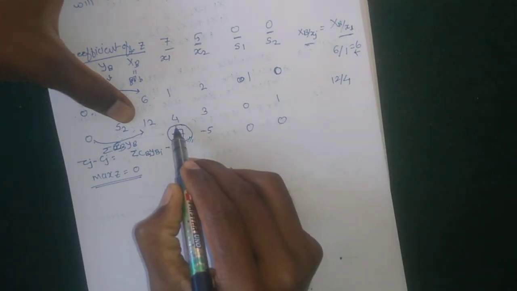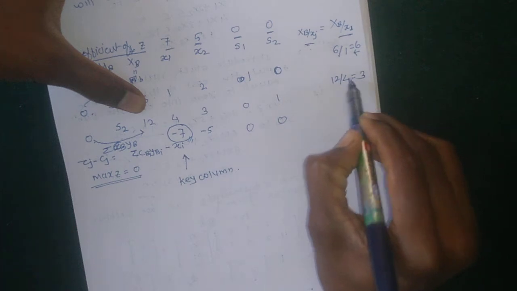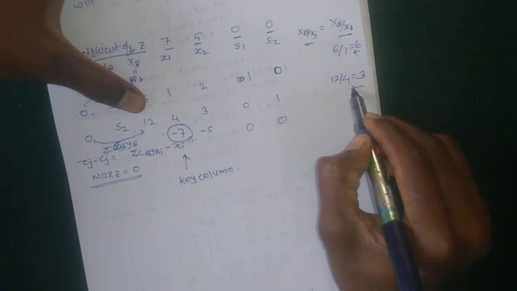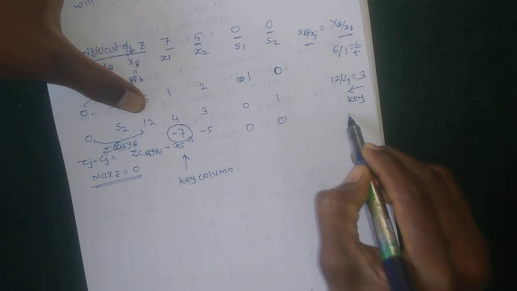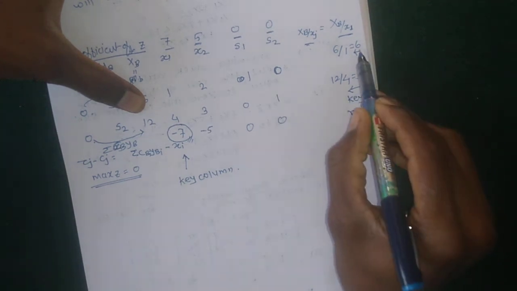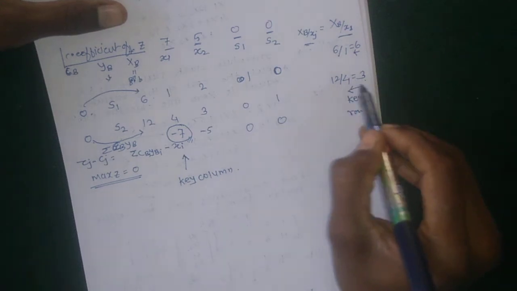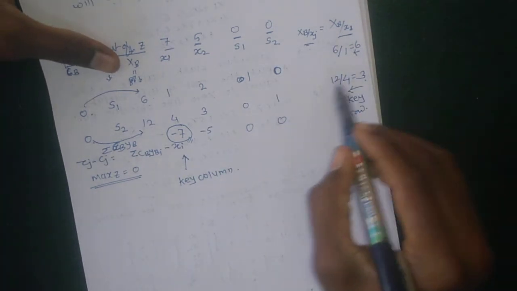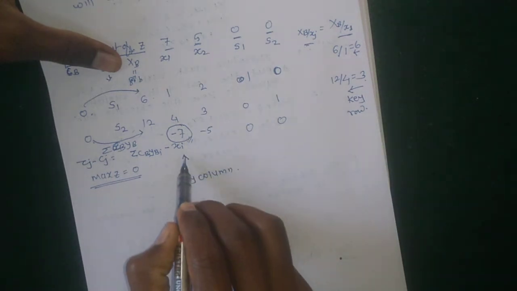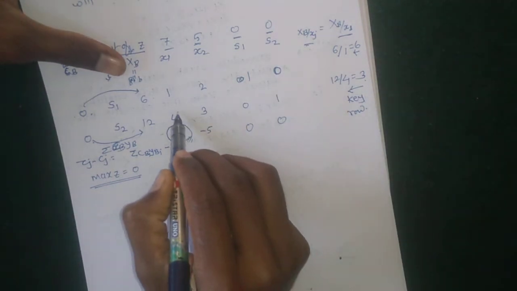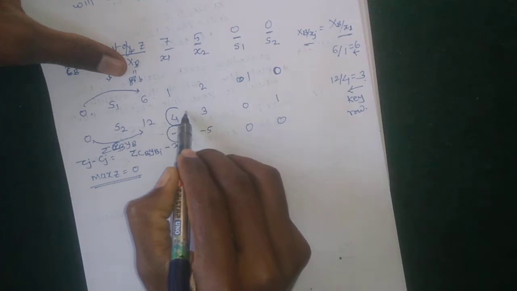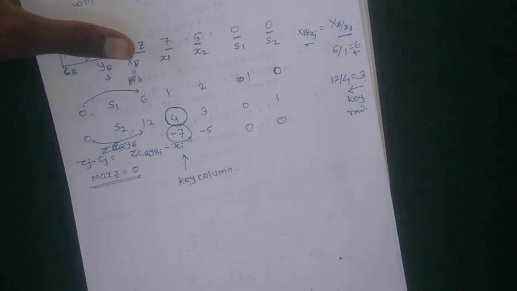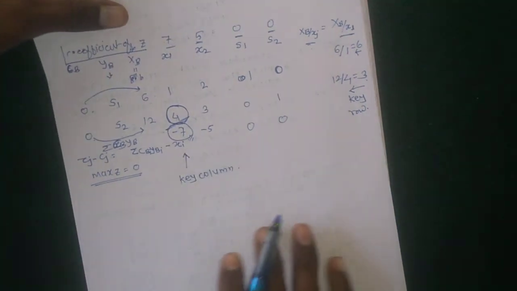12 divided by x1 means 4, and 12 divided by 4 gives 3. This column is the key column, and this is the key row because 3 is less than 6. This is the smallest value of xb divided by x1, and therefore this is the key column and this is the key row. Therefore, this 4 is a leading element.